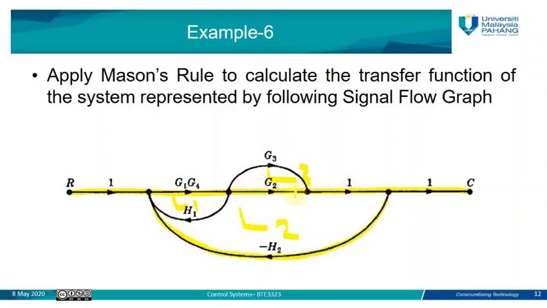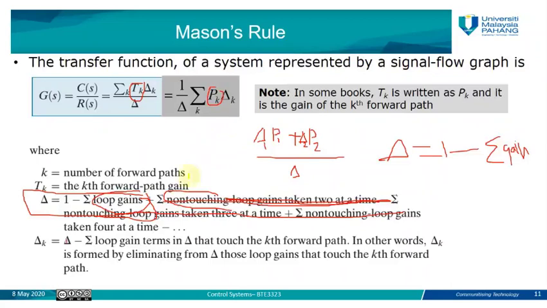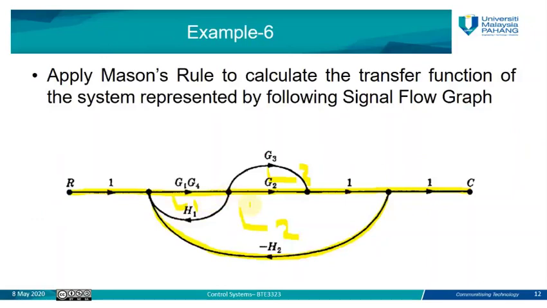Since the three loops are touching the forward path number 1, the value of delta 1 will equal 1 only, because delta is equal to 1 minus the loop gains, and all these loop gains already touch the forward path. So the loop gains go with that, and we still have the value of delta 1 equal to 1 only. Since there are no loops non-touching with the forward path, the value of delta 1 will equal 1.